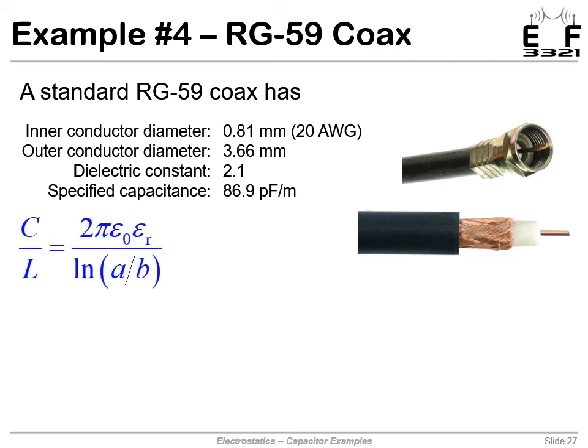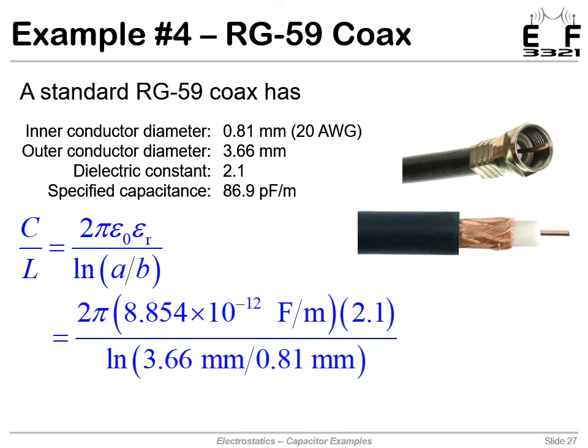So this is our equation for the distributed capacitance. We plug in our numbers. The relative permittivity, or the dielectric constant, is 2.1. Our free space permittivity, 8.854 times 10 to the minus 12. And then natural log A over B. So our A is 3.66 millimeters divided by 0.811 millimeters.